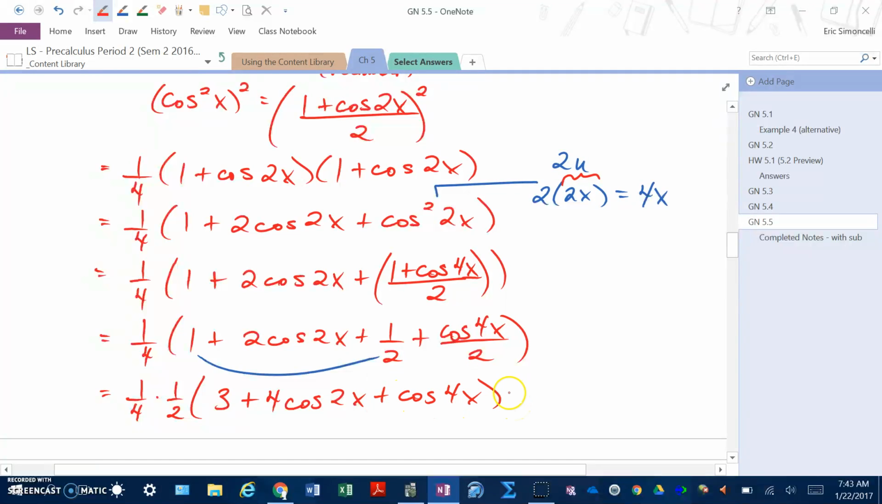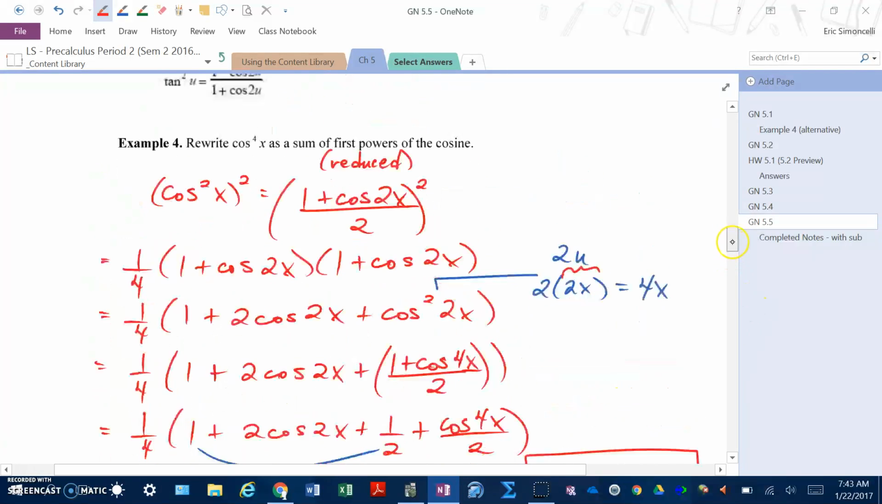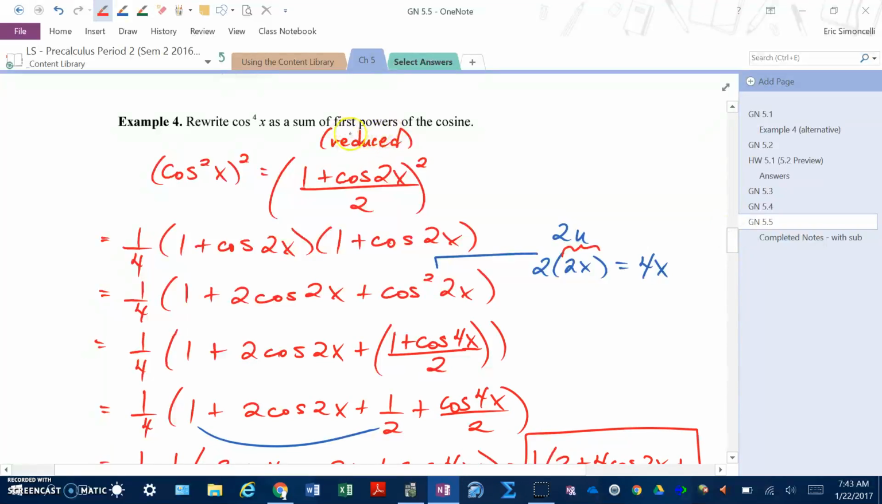So we will see, and I'll simplify it one more step, we will see most answer keys show it as this: 1/8 times, 3 plus 4 cosine 2x plus cosine 4x. And that's it. That's our final answer, simplified fully. And if you notice, all of the cosines in our final answer are reduced powers such that they're first powers.